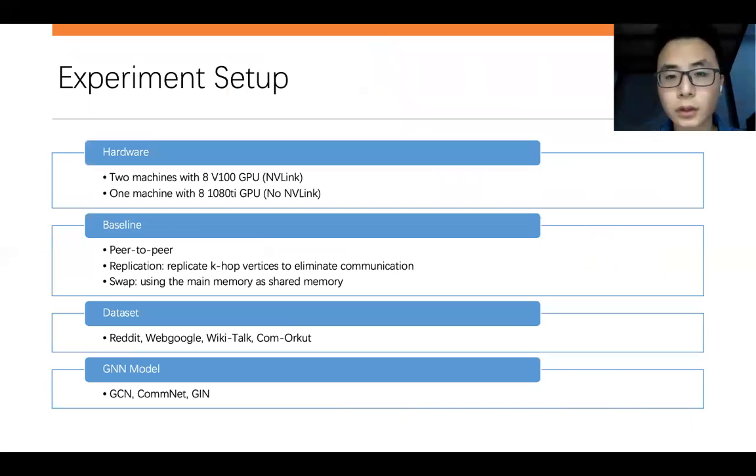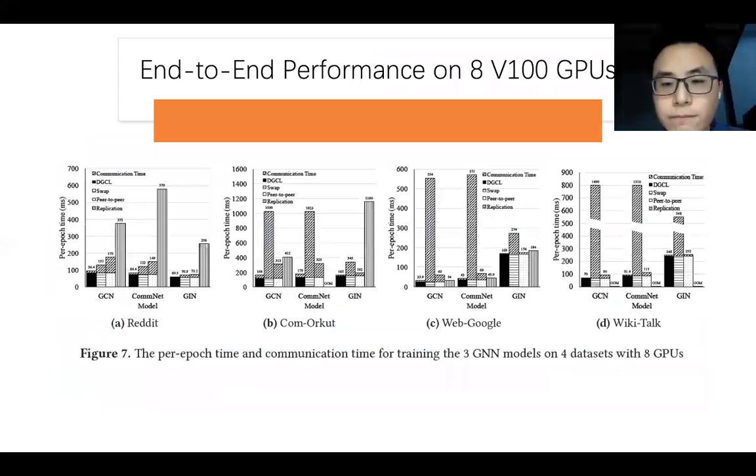We conducted experiments on 2 types of machines, with and without NVLinks. We compare with three communication baselines: peer-to-peer, replication, and swap. The replication baseline replicates k-hop vertices on each GPU to eliminate the communication. The swap baseline uses the host memory as the shared memory for the communication. We include 4 datasets and 3 GNN models.